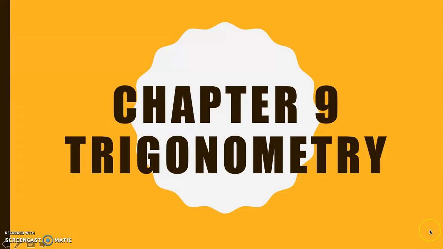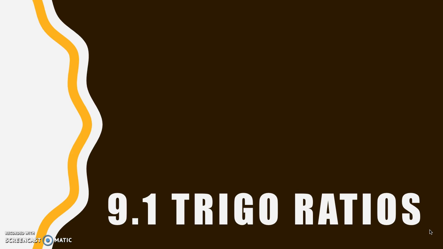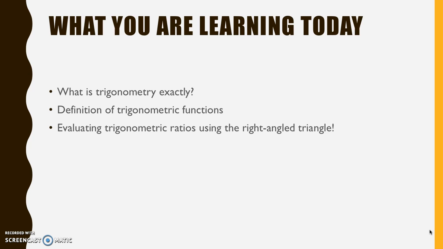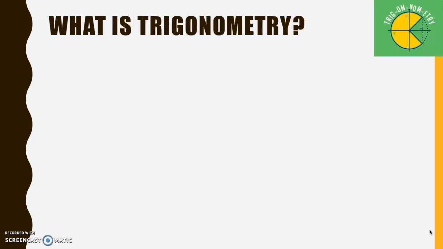Hi guys, today we'll be starting on a new e-learning topic, Chapter 9, Trigonometry. For this particular e-learning, we'll be focusing only on two parts, 9.1 and 9.2. So starting with 9.1 on Introduction to Trigonometric Ratios, we will be learning what exactly is trigonometry, the definition of trigonometric functions or ratios, and evaluating trigonometric ratios using the right-angled triangle.